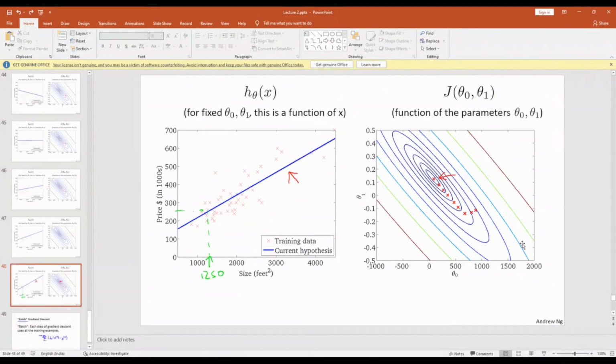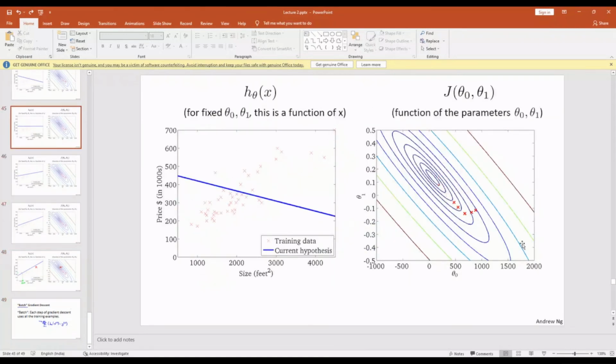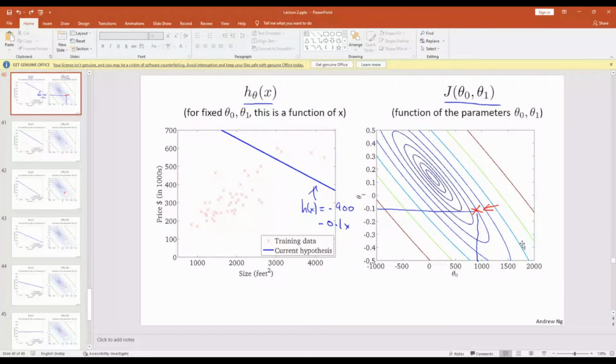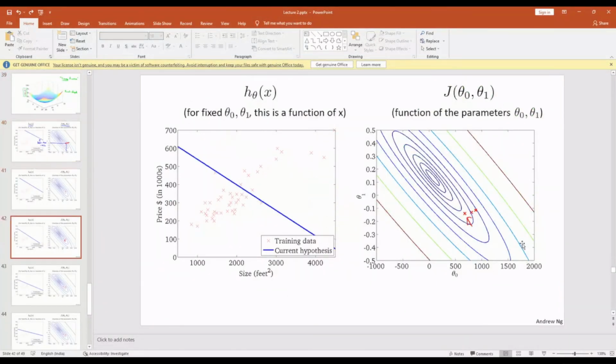Here we have reached our global optimal value, जहाँ पे हमारे cost function की value minimum है. Okay, it is minimum, right? So this is an example of how your gradient descent is working. You can see the line. Okay, line भी कैसे change हो रही है.